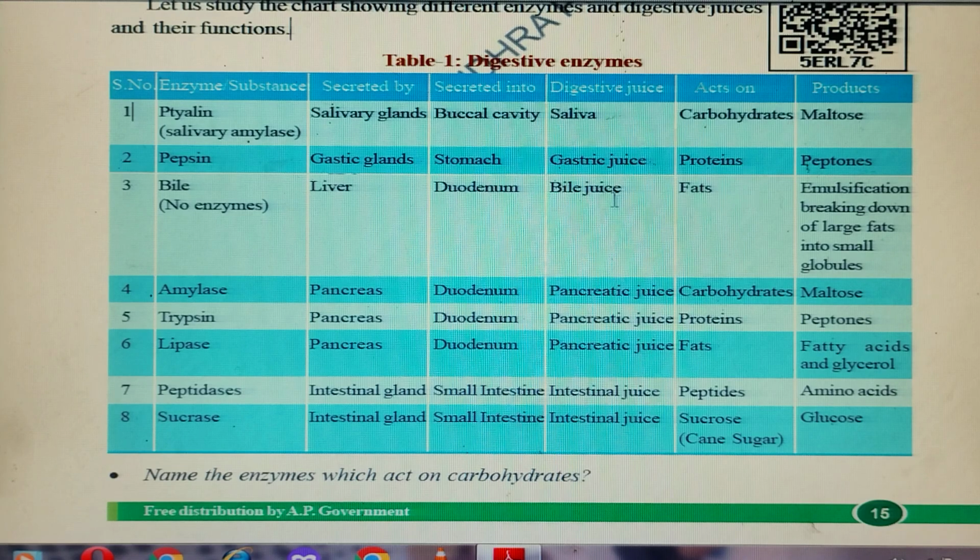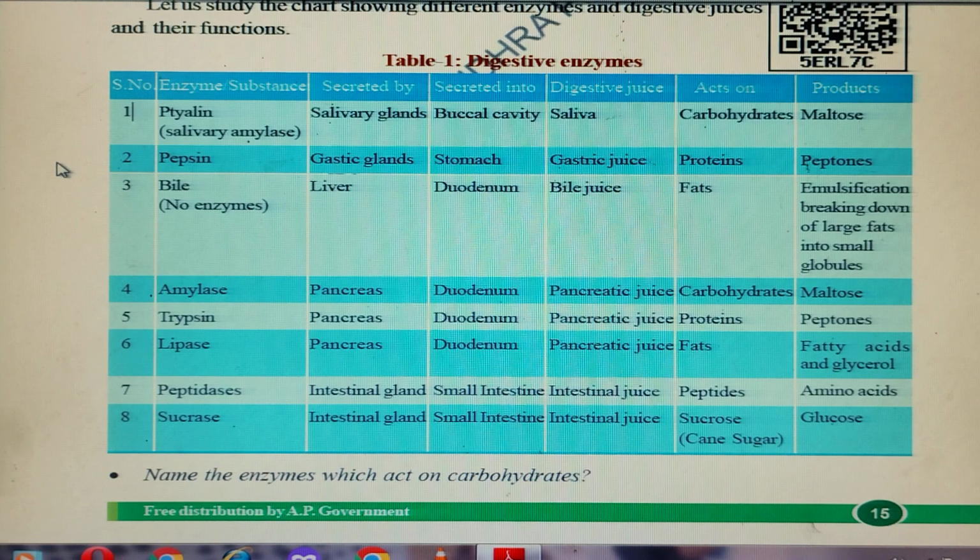Hello students, today we will discuss digestive enzymes. It is very important for 10th class students in essay 1 examination, essay 2, pre-final examination and public examination.